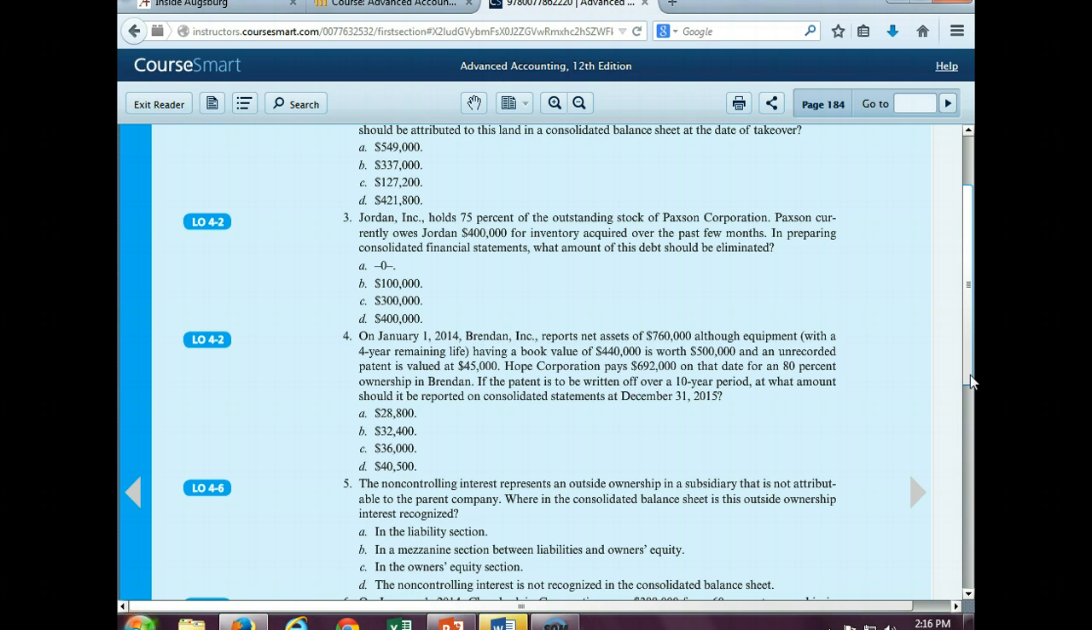So what's 45,000 divided by 10? 4,500. We need to amortize that 4,500. First year, it went down 4,500. The second year, it went down 4,500. So shouldn't it be on the books at 45,000 minus our amortization of 9,000 as of the end of December 2015? Because it's been 2 years. That makes sense. Are you guys following me? Okay.